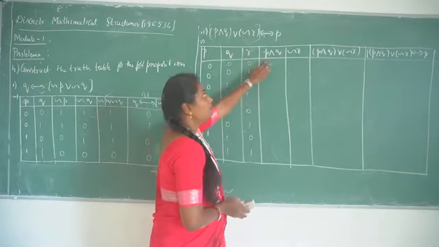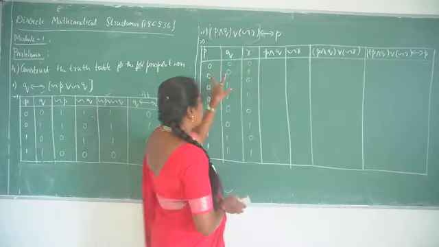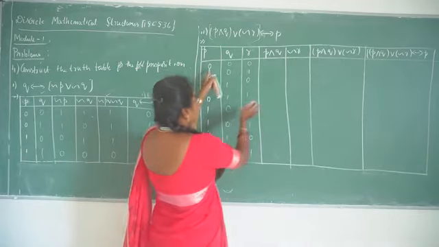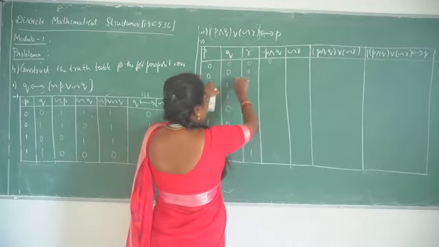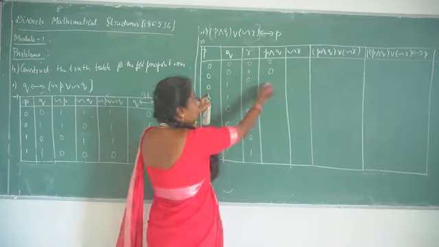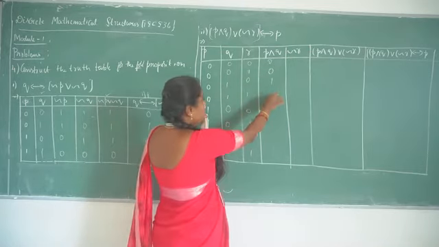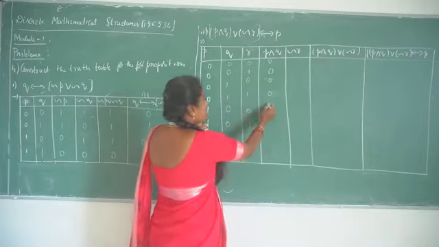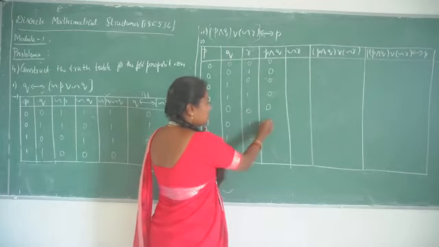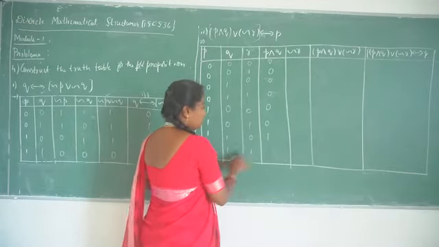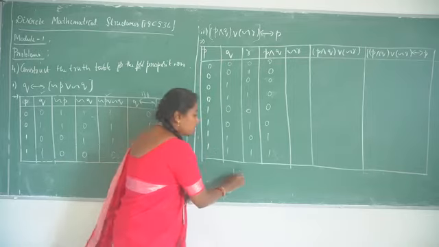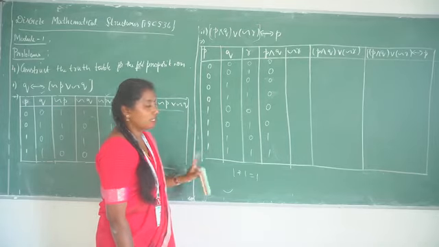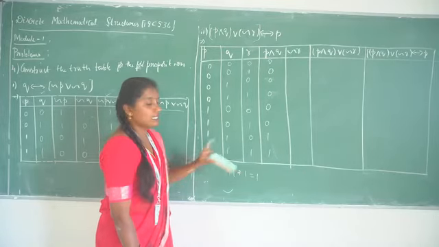Next column in there P and Q. So P and Q are the conjunction of first two columns. 0 and 0 is 0. 0 and 0 is 0. 0 and 1 is 0. 0 and 1 is 0. 1 and 0 is 0. 1 and 0 is 0. 1 and 1 is 1. 1 and 1 is 1. And in conjunction, in the case 1 and 1 is 1. In remaining, all the possible truth value combinations are false.